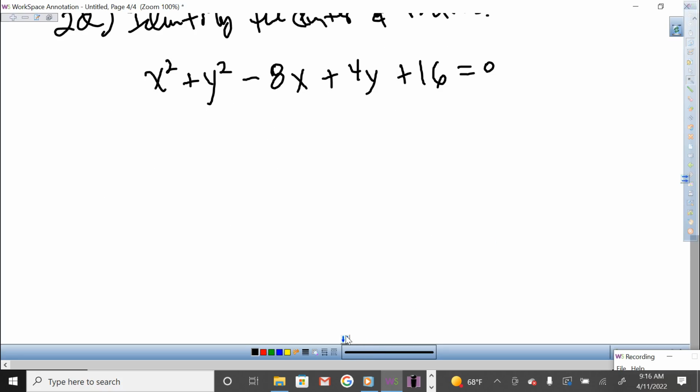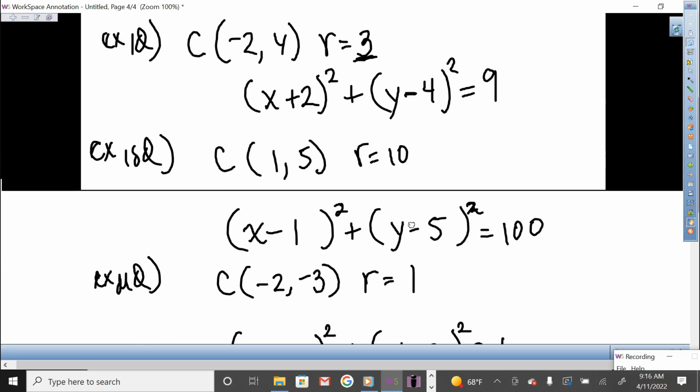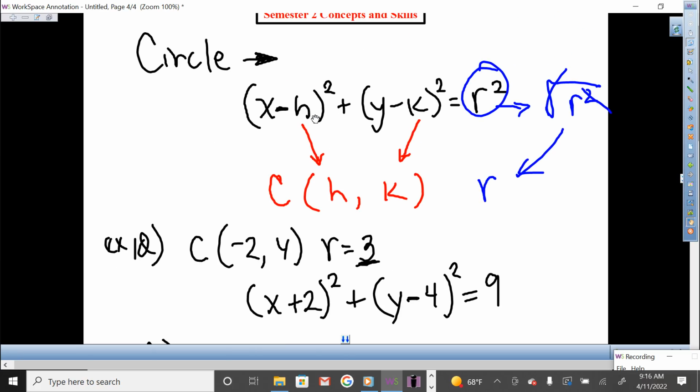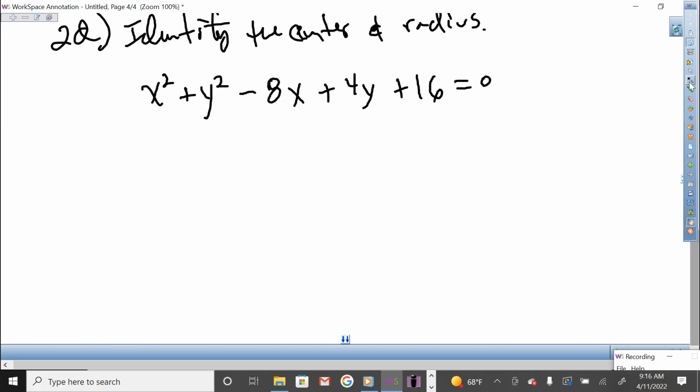All right, let's do this one together. When identifying the center and the radius, we need this in a standard form like the one we wrote over here. Is that correct? That means we need an x in factored form and a y in factored form, which we don't have here. That means we're going to use completing the square. So, question, is there a leading coefficient other than 1?